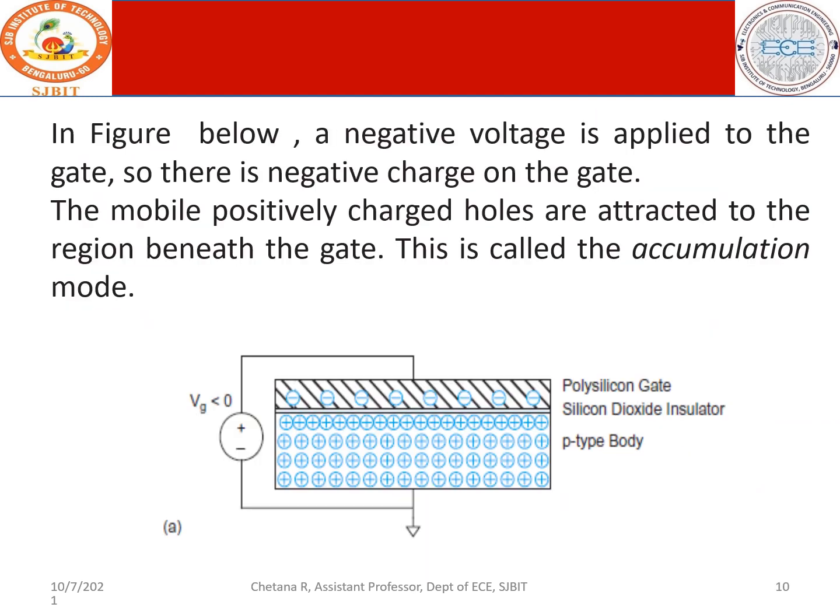In the figure below, a negative voltage is applied to the gate. So there is negative charge on the gate. Initially VG is less than 0. What do you mean by that? The voltage which you give here, or in other words VGS less than 0, means the value is negative. Negative voltage can be -1 or -2 or -3. So when you are giving negative voltage, what happens in this region? It is rich in negative ions, negative charge carriers. So your polysilicon is almost rich in negative ions.